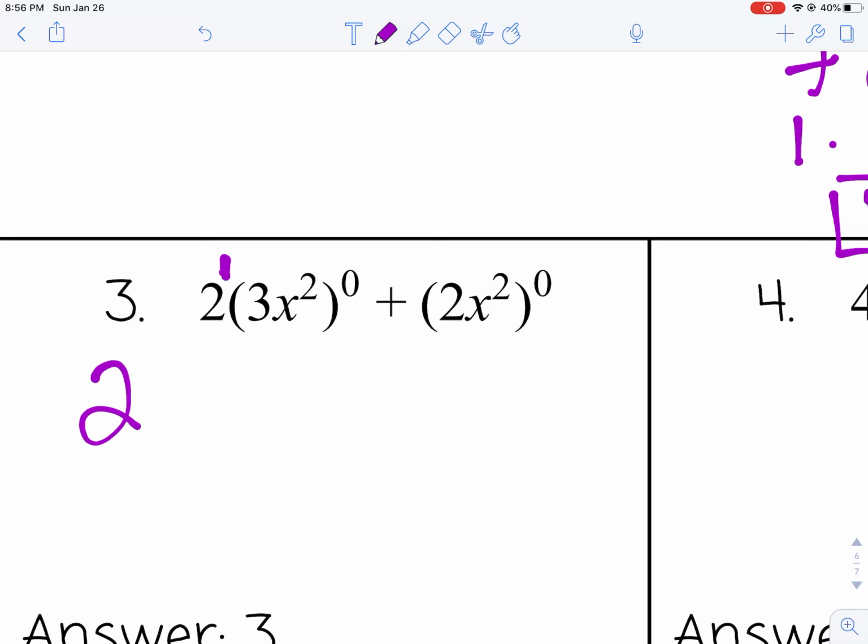So the 2 is just going to kind of hang out. 3 to the 0 power is just 1, and then x squared, if you did 2 times 0, that gives you x to the 0. So this whole thing just simplifies down to 1. Same with this. That whole thing, if you did power to a power, would simplify down to 1.